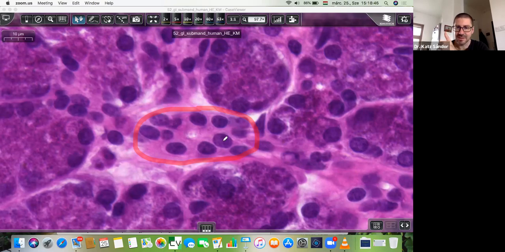The nuclei are in the center of the cells, and the cytoplasm is pinkish. It's a little bit similar to the mucous acinar cells, but in the mucous acinus the nuclei are flattened and pushed to the bottom, while here we have prominent round-shaped nuclei in the center of the cells. We can see a small lumen as well. So this is a typical intercalated duct.